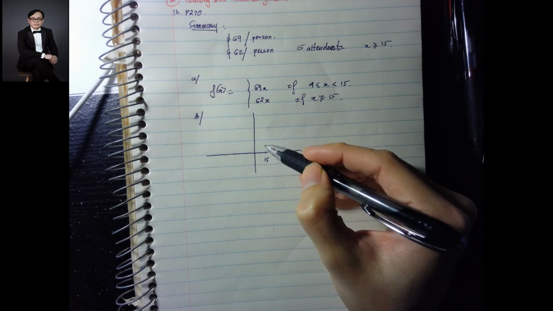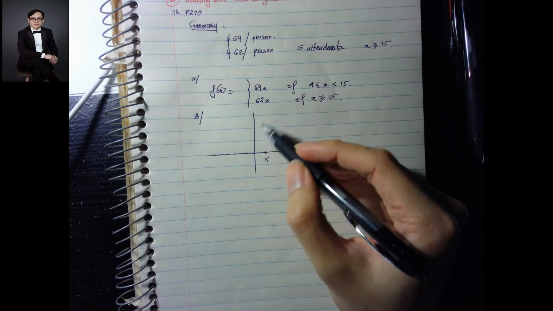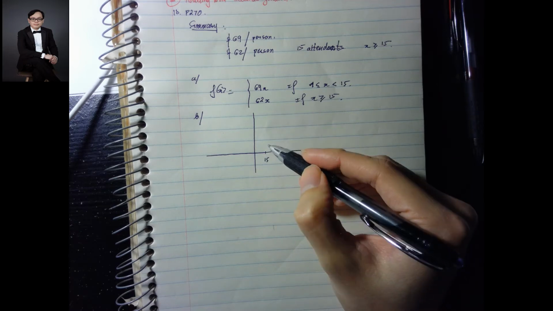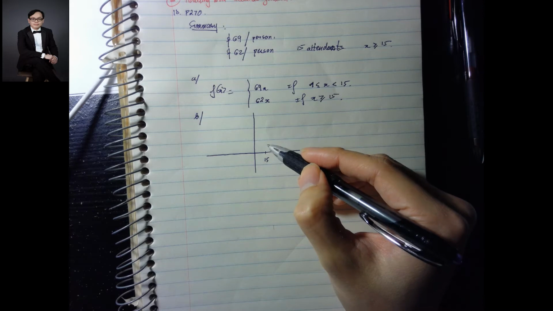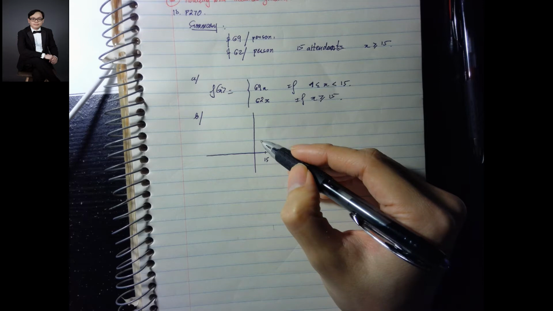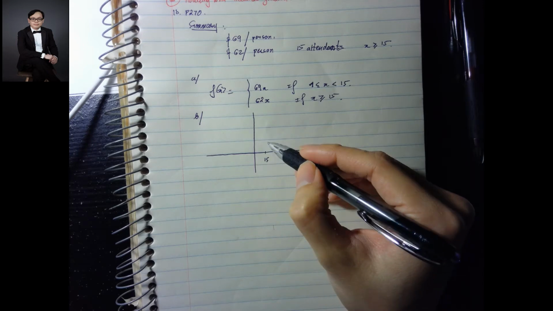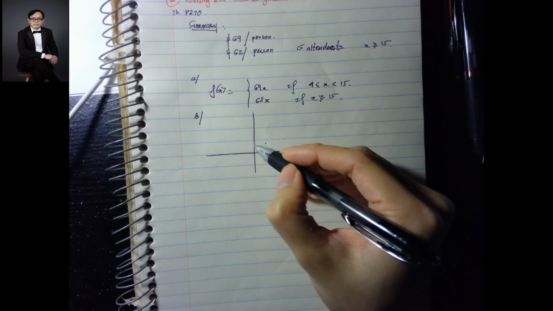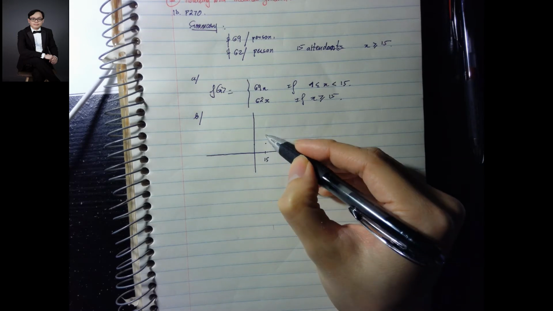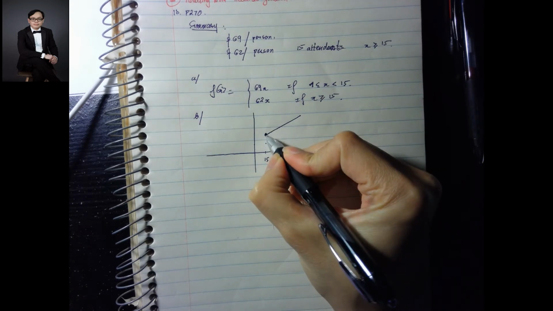Okay. So 62. Let's see. Should be something like this. So 15 here, so 15 here, 62. So it's gonna be something like this. All right. Oh, I'm sorry, it's not. It must be something like this. Yeah. Because it goes through 0, so it must be something like this.